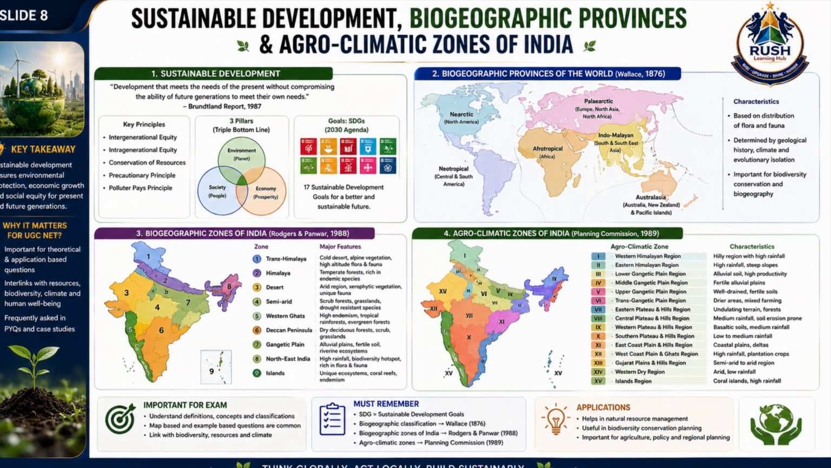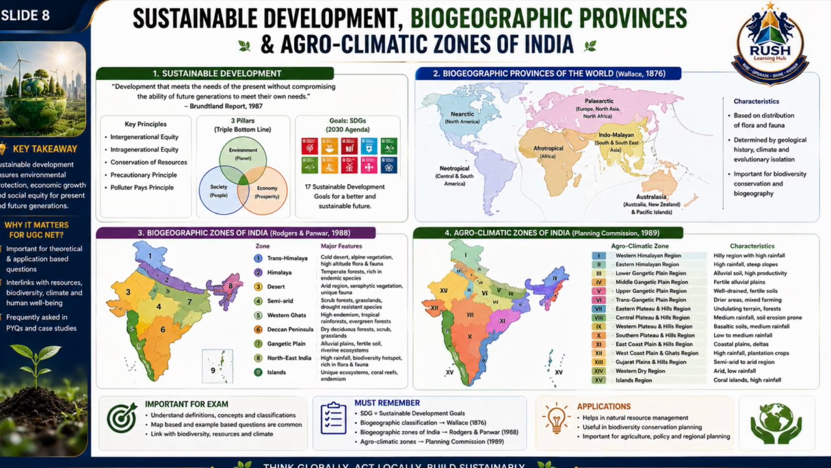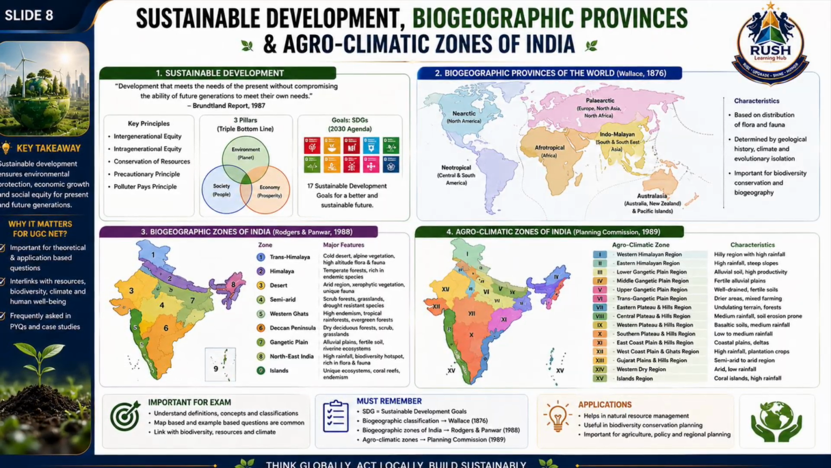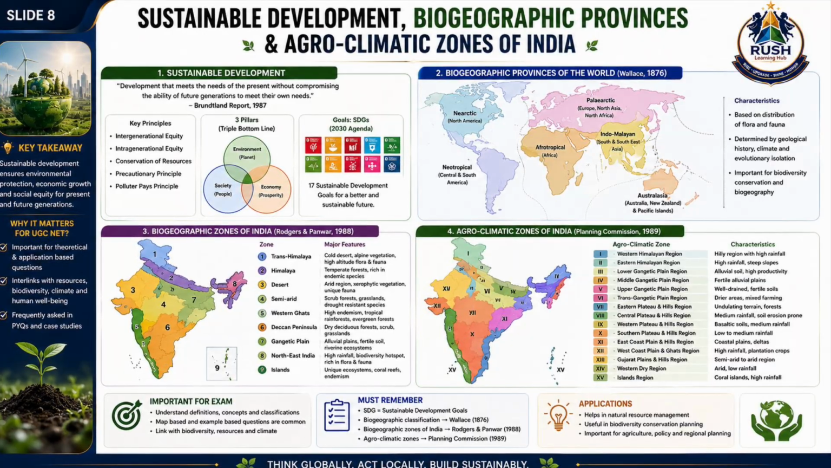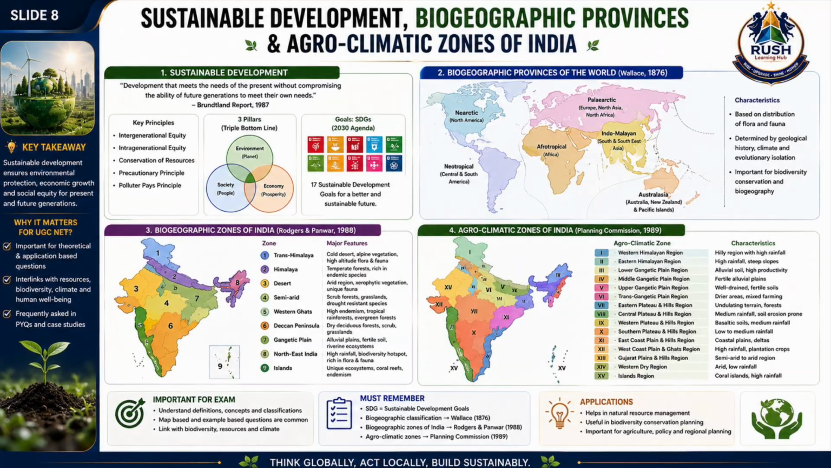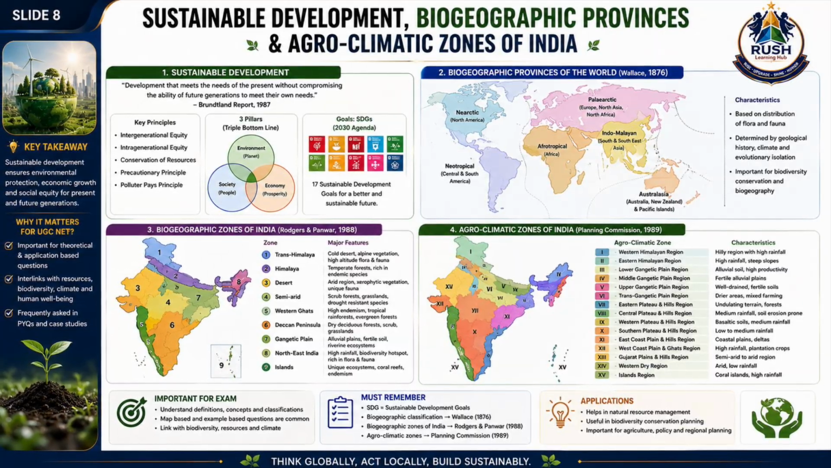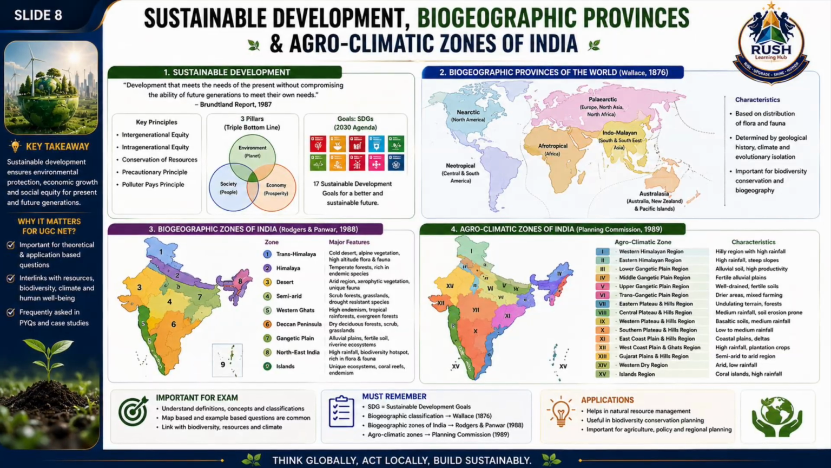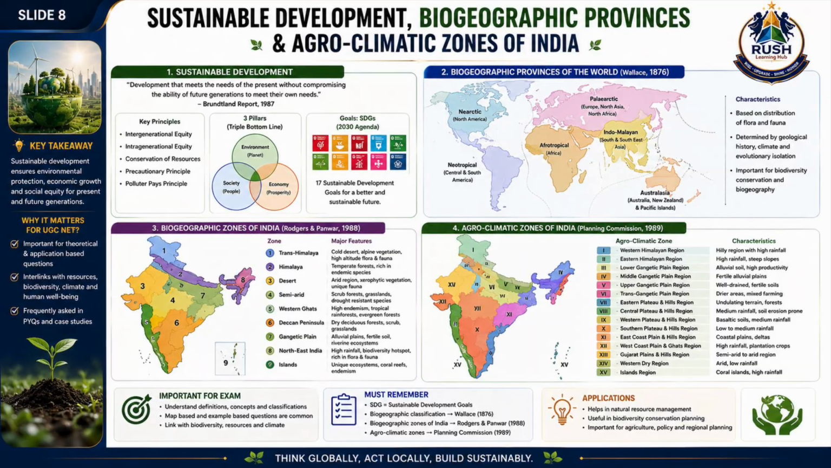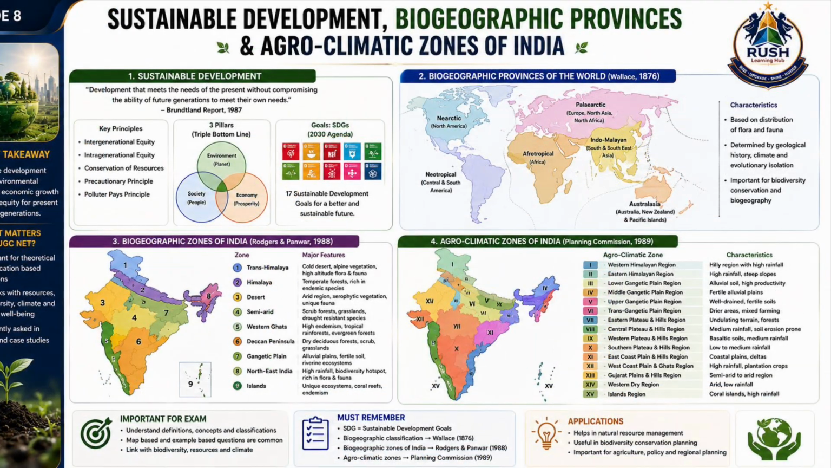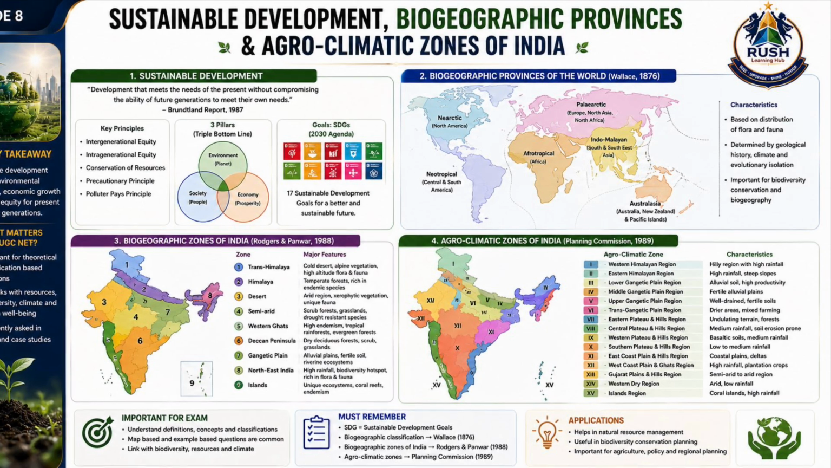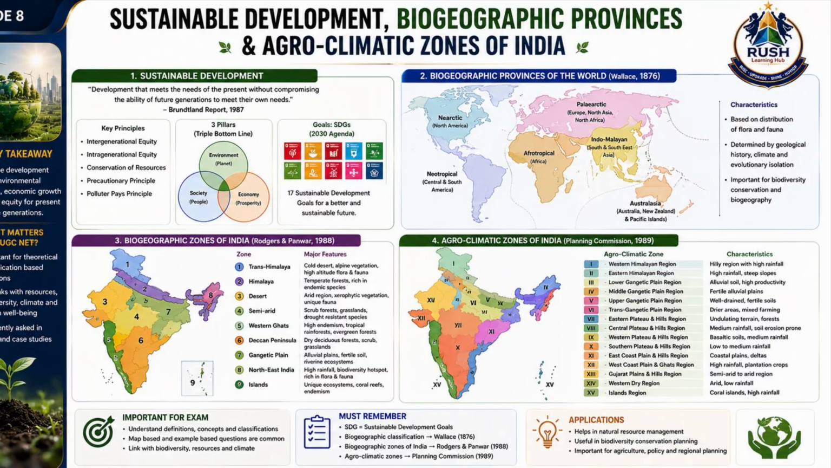Each zone contains characteristic ecosystems, species diversity, and environmental conditions. For example, the Western Ghats and Northeast India are recognized as biodiversity hotspots because of their high species richness and endemism. The Himalayas support unique alpine and temperate ecosystems, while the desert zone is adapted to arid environmental conditions. Understanding these zones is important for biodiversity conservation, wildlife management, environmental planning, and protected area development.